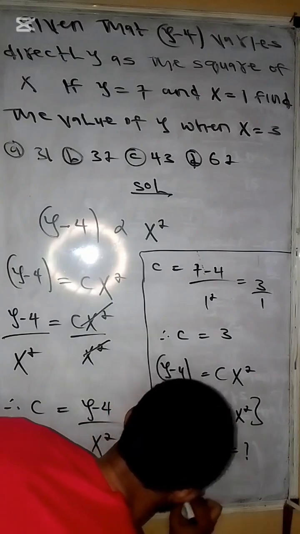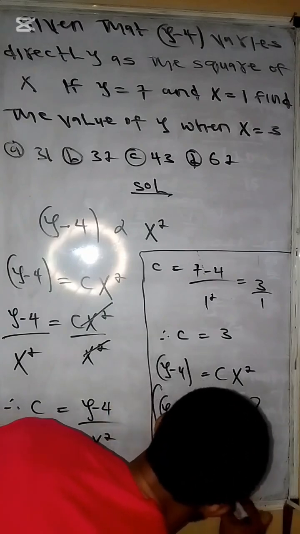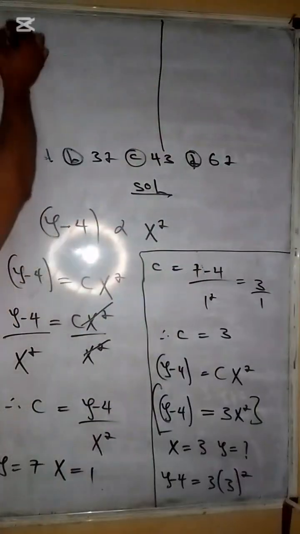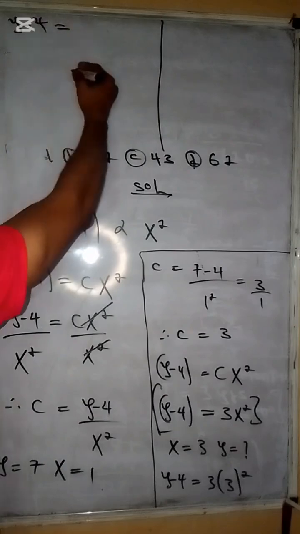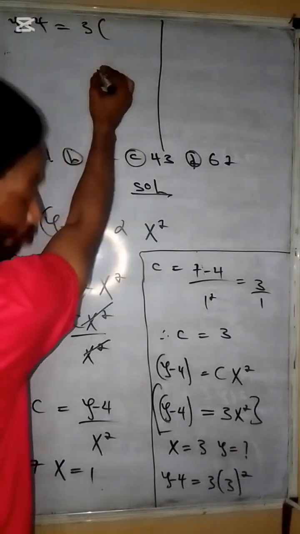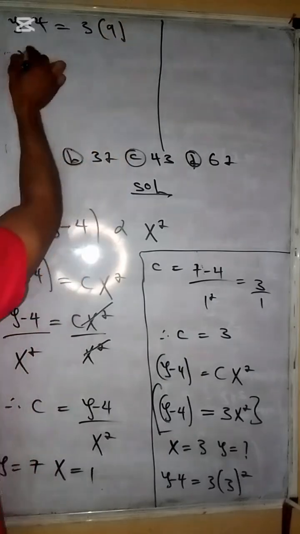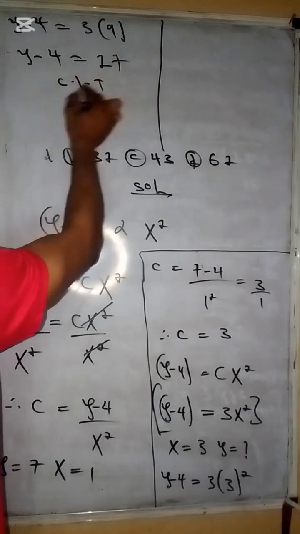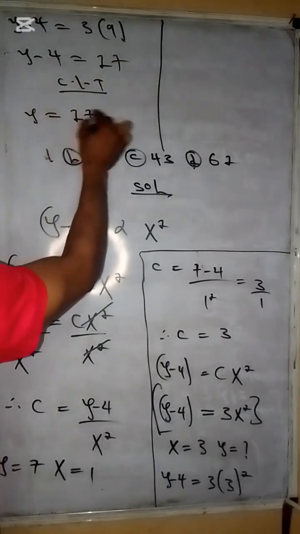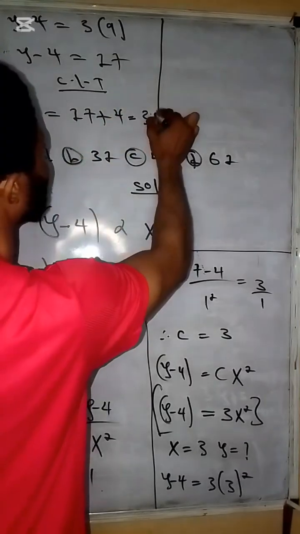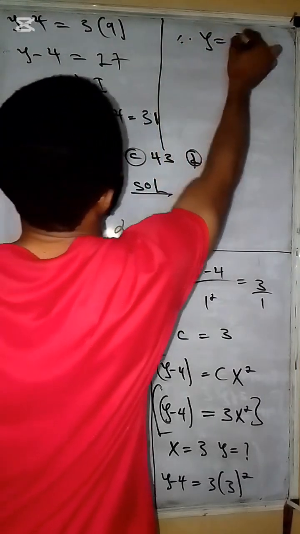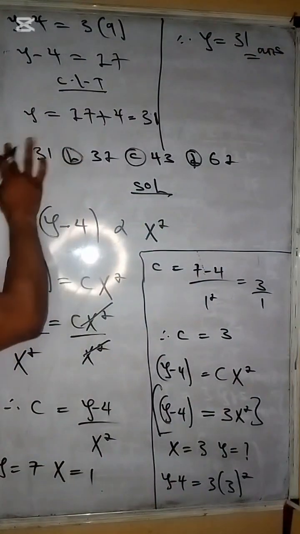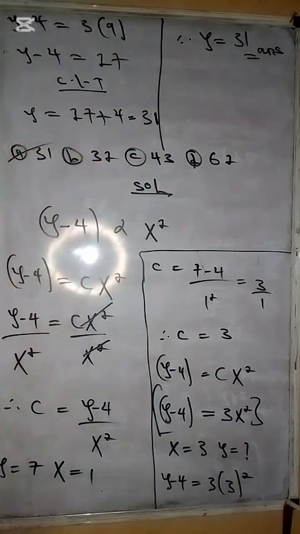So when s is 3, y is unknown. So let us put s as 3 into this place to get y. We are going to have y minus 4 is equal to 3 times 3 squared. So y minus 4 is 3 times 3 squared, which is 9. So y minus 4 is 3 times 9, which is 27. When we collect like terms, y is 27 plus 4, which is 31. So therefore, y is 31, which is option number A.